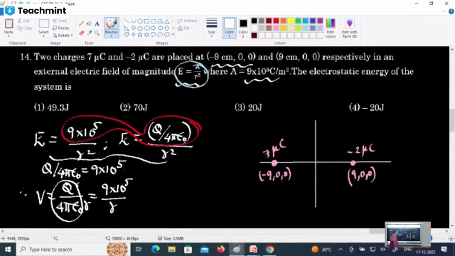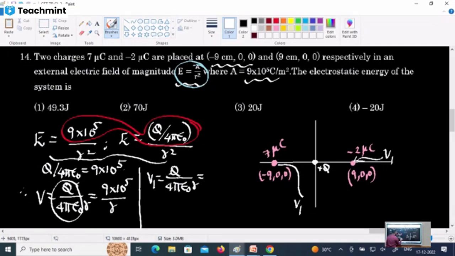Now what is V1? V1 is the potential here and V2 is the potential over there. How do you find V1 and V2? V1 is the potential at this distance. Obviously the point charge is here. We don't know what the charge is, keep that Q. So that point charge would produce the potential V1. V1 is given by q divided by 4 pi epsilon naught into r, or r1.